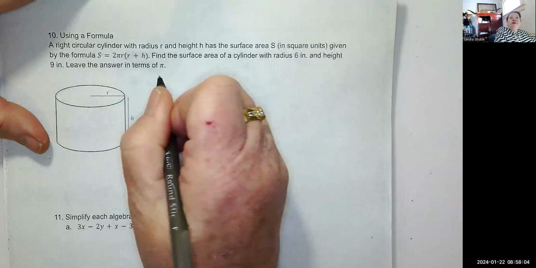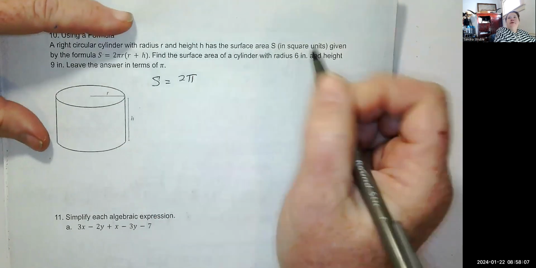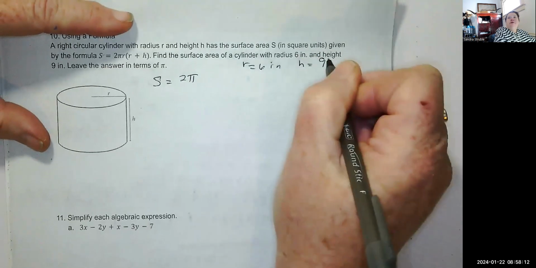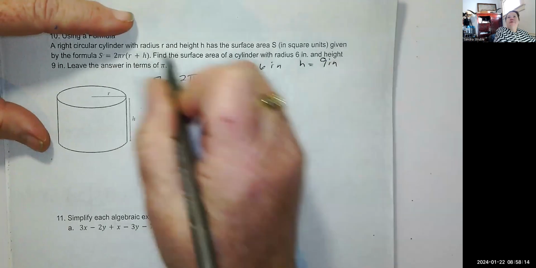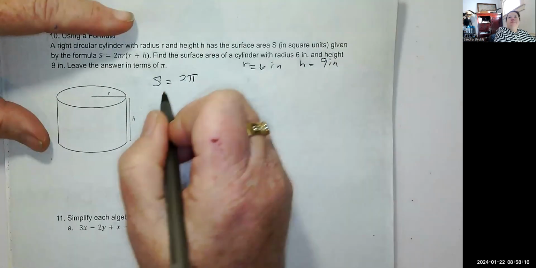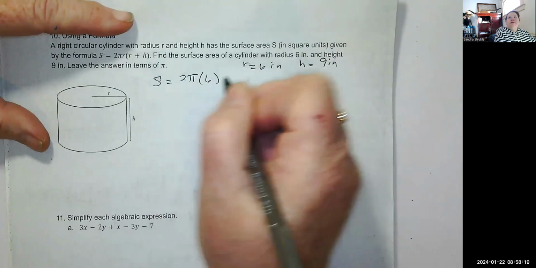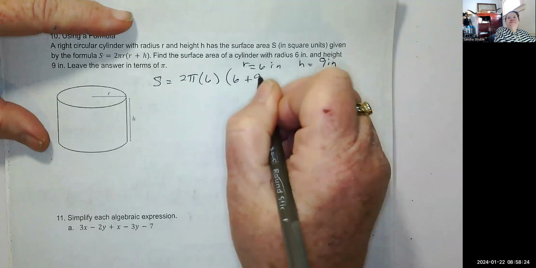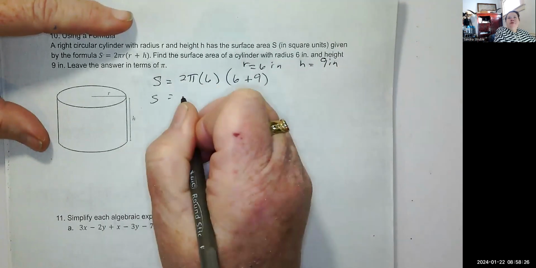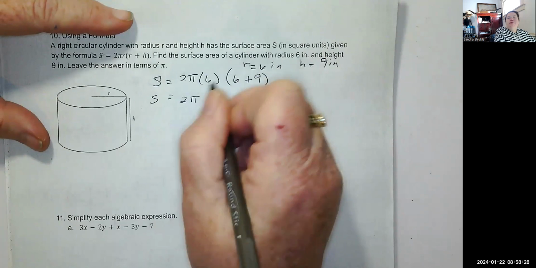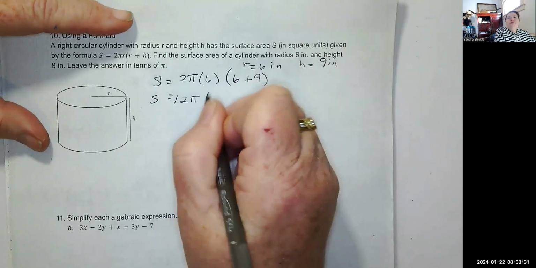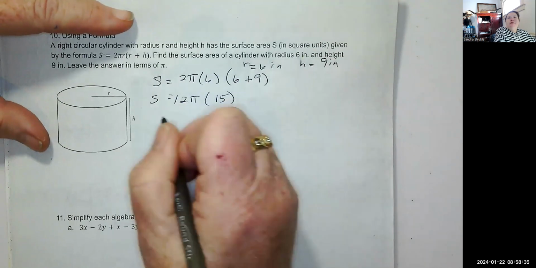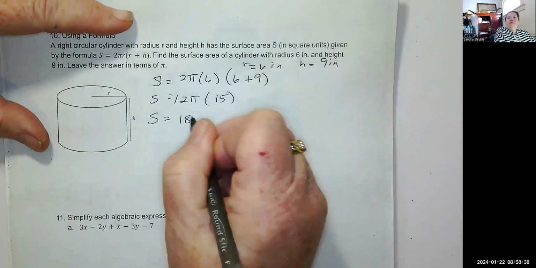So we're going to take the surface area, 2 pi, we have a radius of 6, so r is 6 inches, height is 9 inches. I just like to have this here so that I don't have to keep referring back to the problem. So 2 pi, 6, times 6 plus 9. The surface area is 2 pi, well, I should multiply these. It should be 12 times, parentheses, it's 15. 15 times 12 is 180 pi.